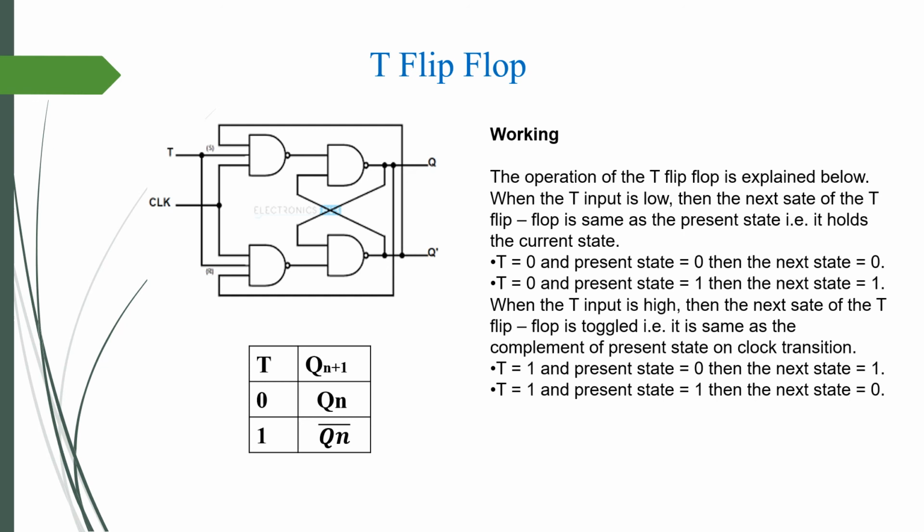Here you can see truth table and working of T-type flip-flop. I have already explained you that when T is equal to 0, output remains in its previous state. And when T is equal to 1, output will be complement of previous state. So when clock pulse is applied, then output will be toggled between 0 and 1 if T is equal to 1.